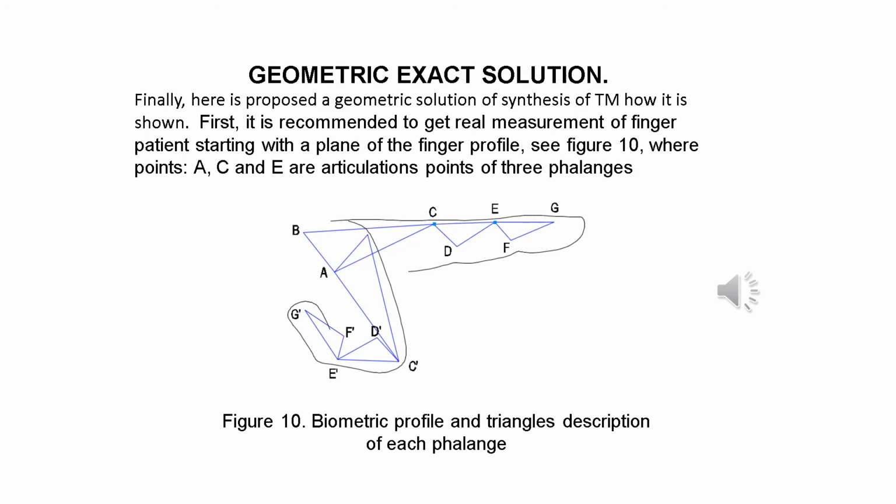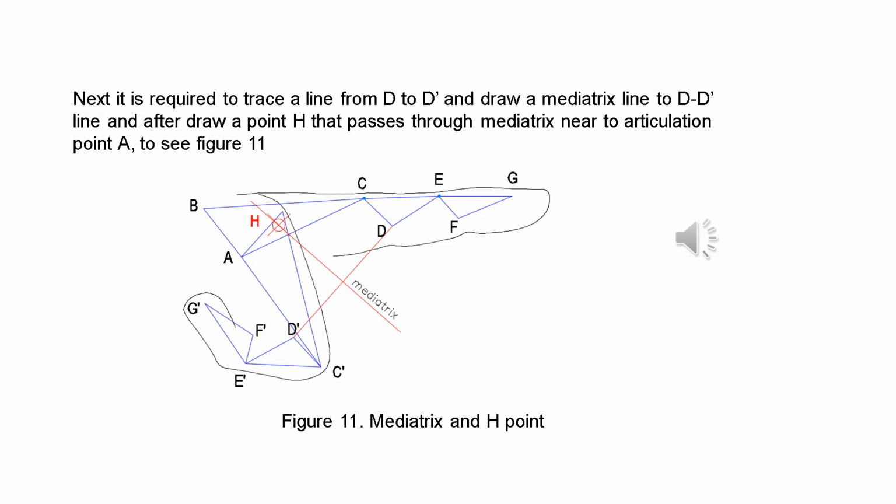Finally, a geometric solution for the synthesis of the Toronto mechanism is proposed, as shown. First, it is recommended to get a real measurement of finger position, starting with applying the finger profile. See figure 10, where points A, C, and E are the articulation points of the three phalanges.